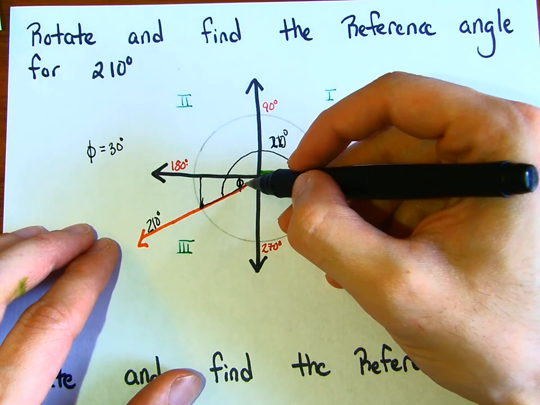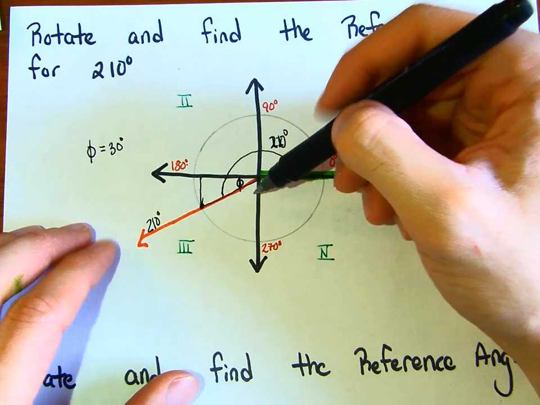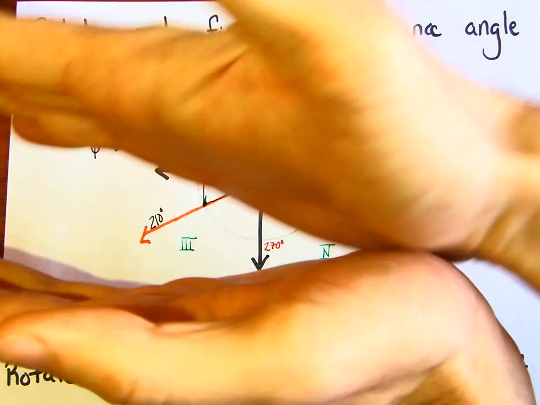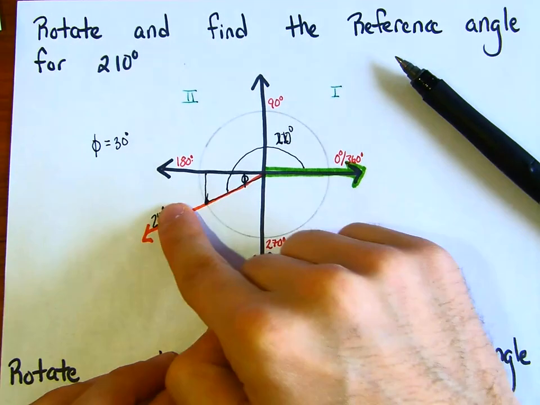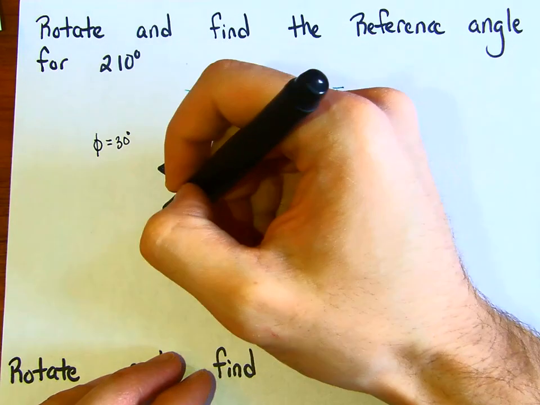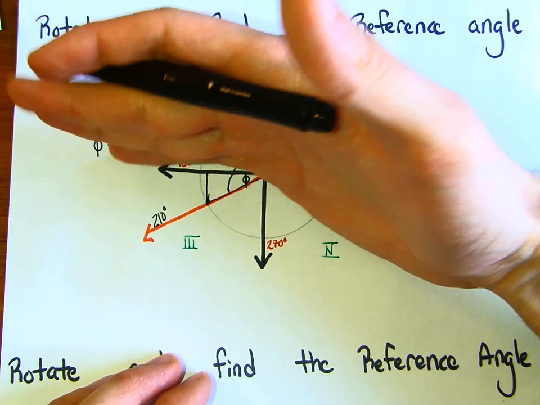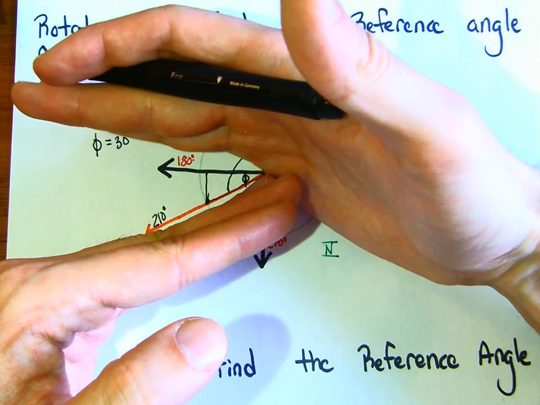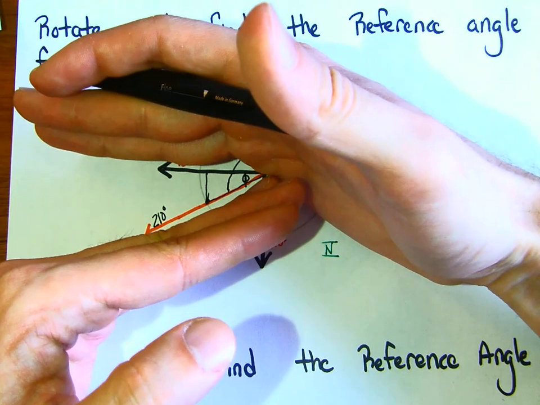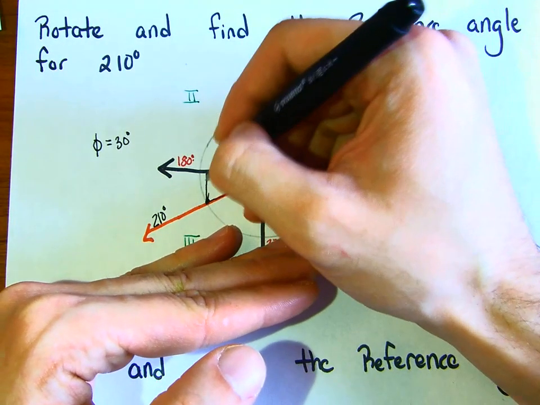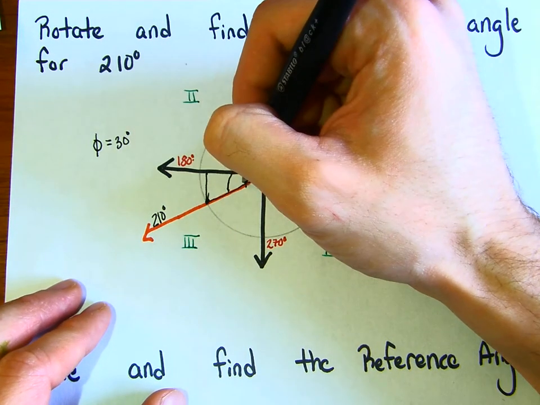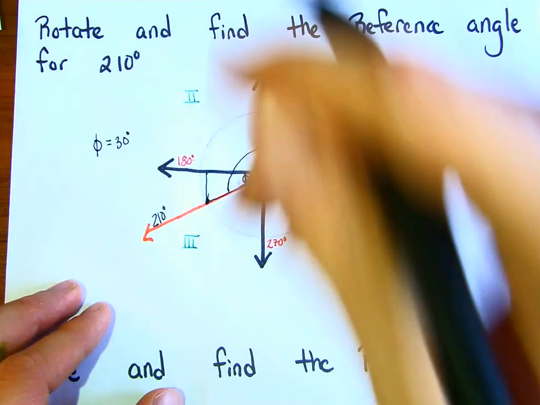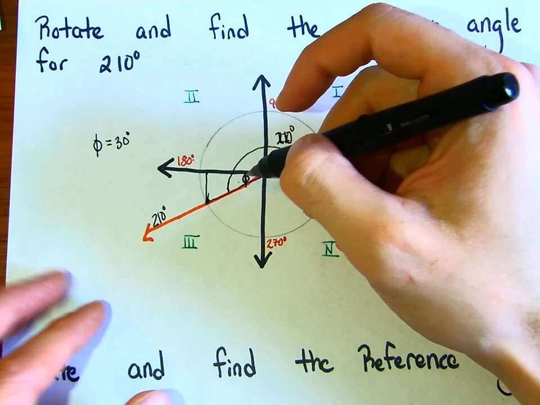Now, why is it 30 degrees? Let's just focus on this part here. Notice that if this is 180 and this is 210, what is in between 180 and 210? It has to be 30. It has to be 30 to get from here to here. Okay? So how could you think of that?